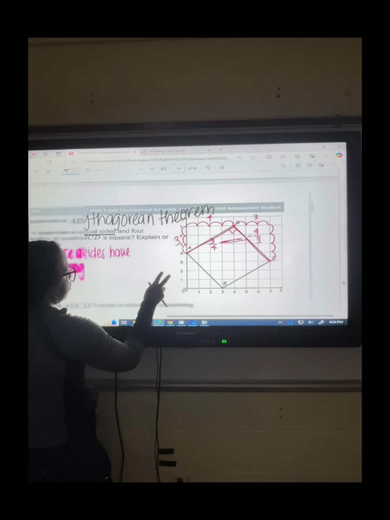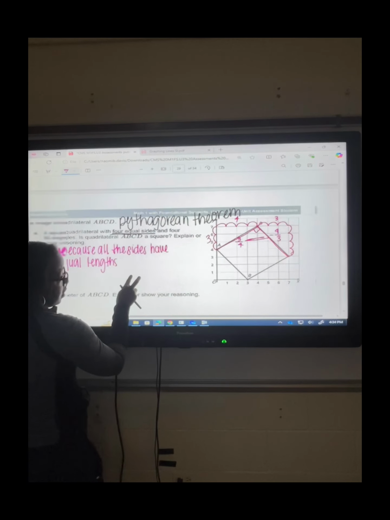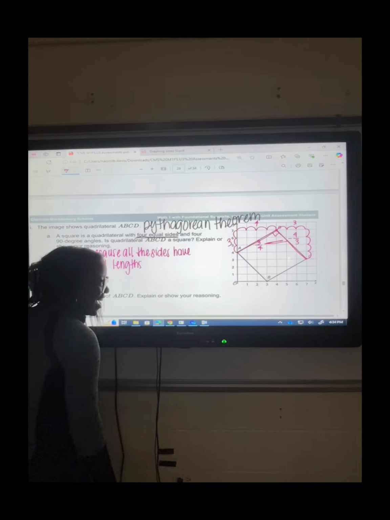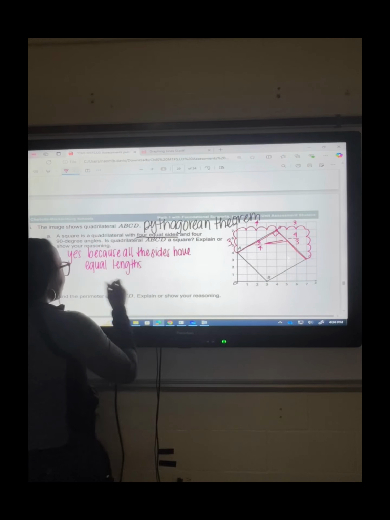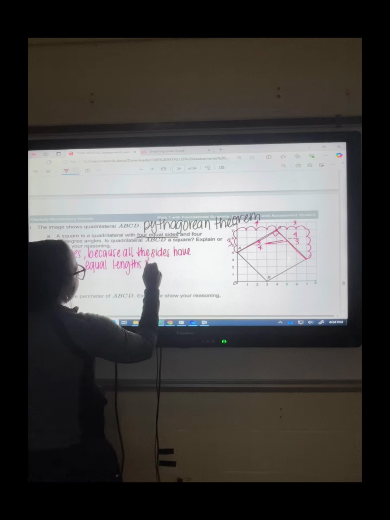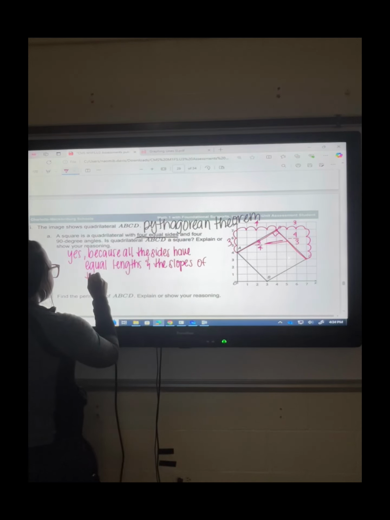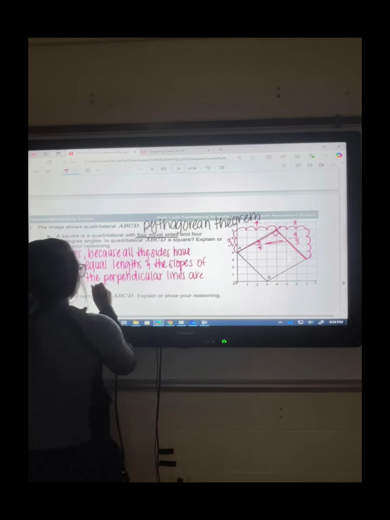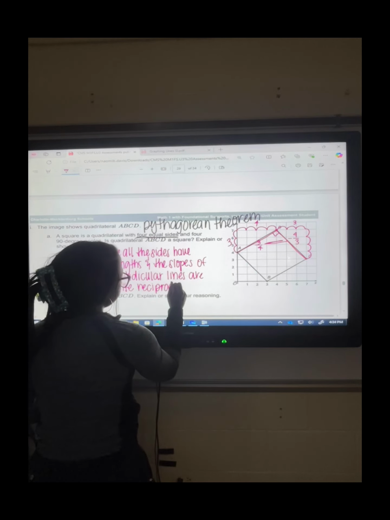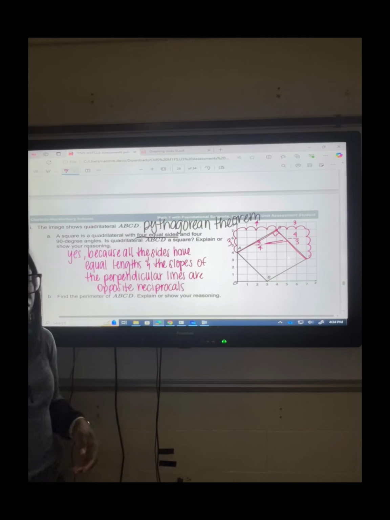Now, we just not gonna go through that tonight because I'm ready to go home. But your other explanation is that the slopes of perpendicular lines are opposite reciprocals. Now, I do not want you to be stressing at home talking about something. How am I going to remember that whole paragraph? You word it how you word it. Talk in your words. But as long as you're saying they have equal lengths and the opposite reciprocals, we good. The lines are perpendicular, we good.